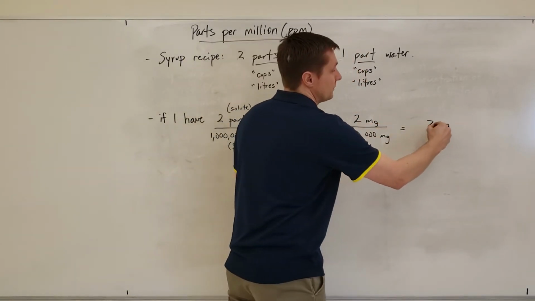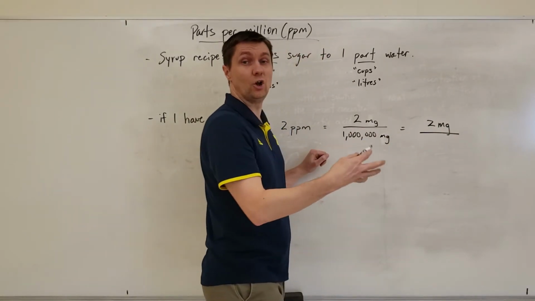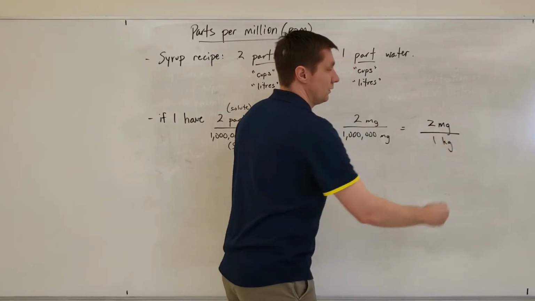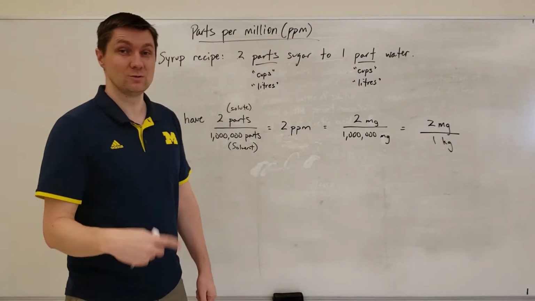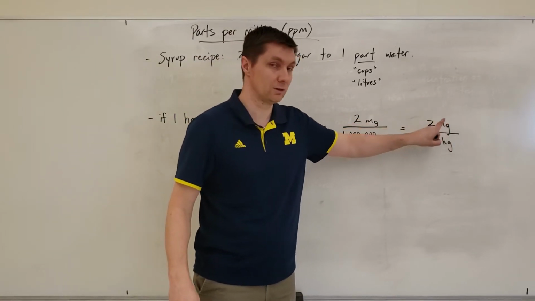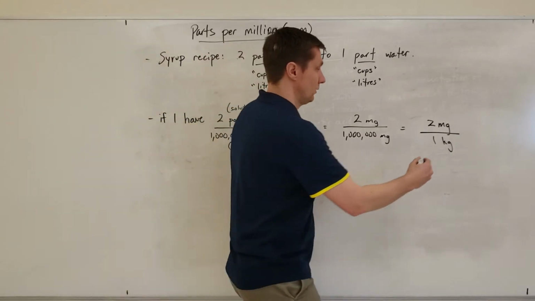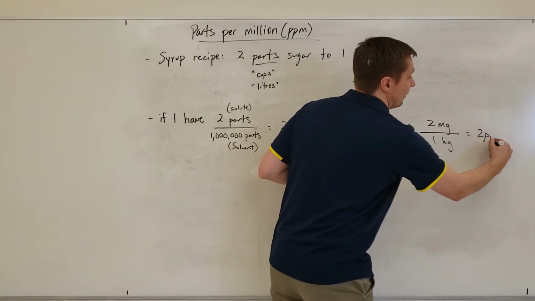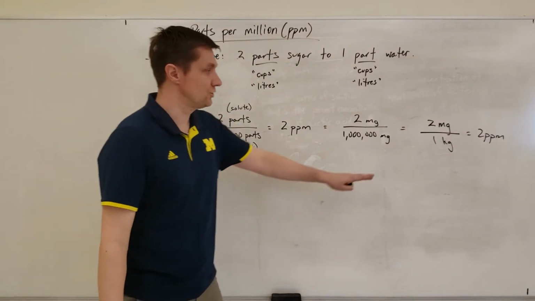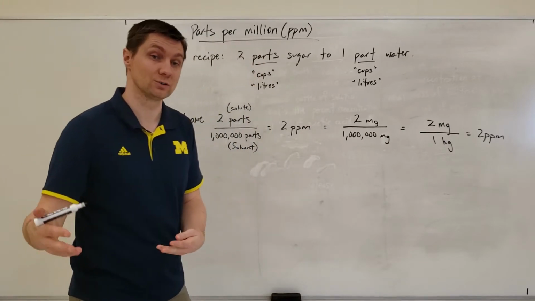And so 2 milligrams over 1,000,000 milligrams can also read over 1 kilogram. And so now when I do this in my calculator, you can see if I express these in units of milligrams per kilogram, I can just go 2 divided by 1, and that gives me 2, which is equal to 2 parts per million. And so this unit here, milligram per kilogram, is expressed in units of parts per million.